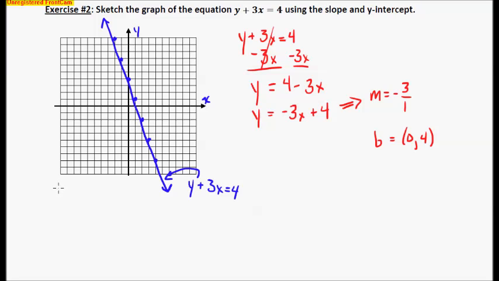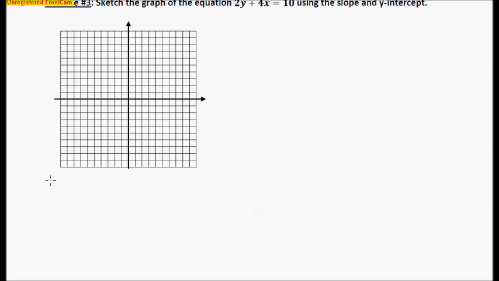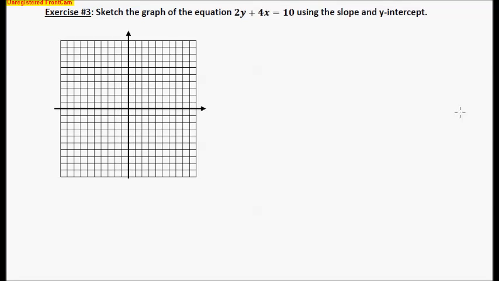All right, let's go right on to number 3. Let me turn this one off and the next one on. All right, let's see what we got. Sketch the graph of the equation 2y plus 4x equals 10. I'm going to move this. There we go. That looks a little bit better.